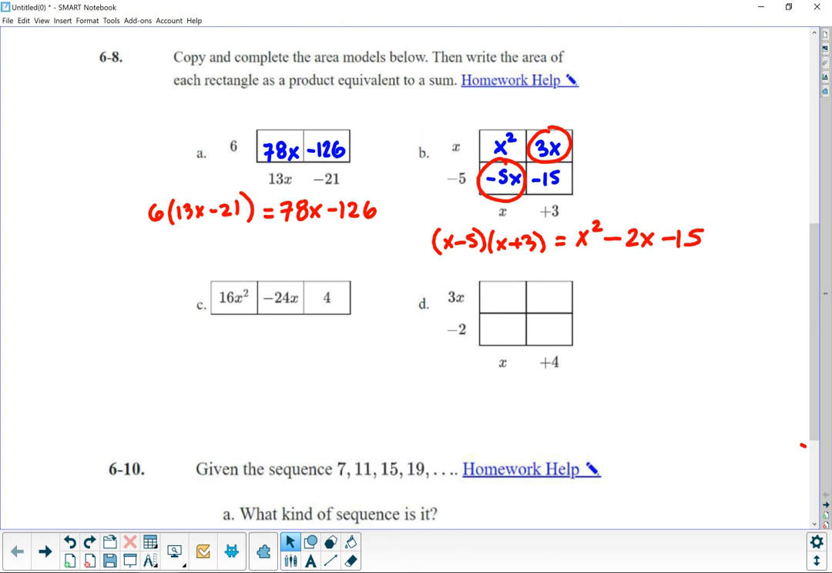Okay, C. This one looks like it's going to be backwards, right? So what do they all have in common? 16, 24, and 4. So they all have a 4 in common. So I'm going to write 4 on the side.